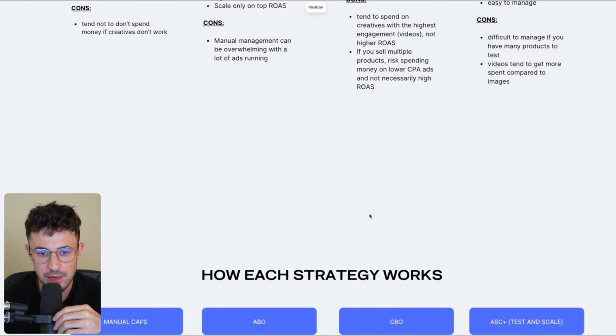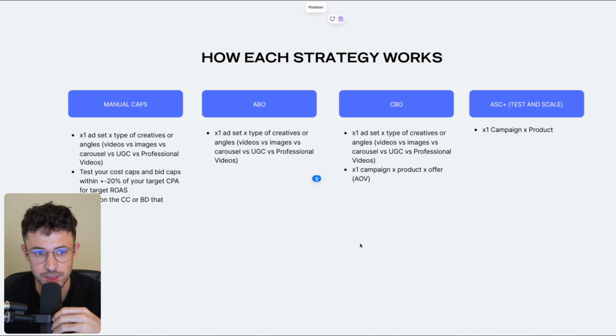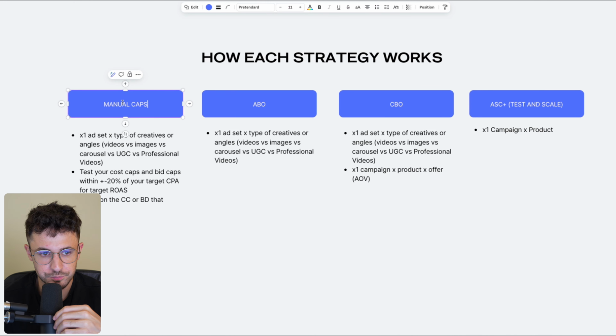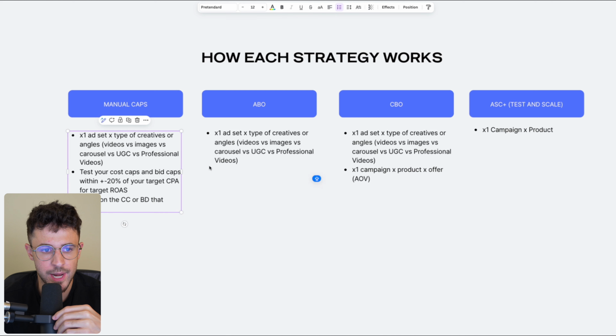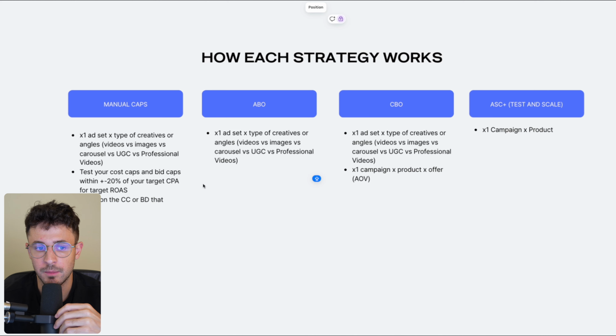Now let's talk about structure. So how you should structure each single strategy and setup here. So manual caps, you need to have one ad set per type of creative or angle, videos versus images versus carousel and everything. Then you want to test different cost caps or bid caps. I also made a video on my YouTube channel where I explain exactly how you should run this type of campaign, like how to test and everything.